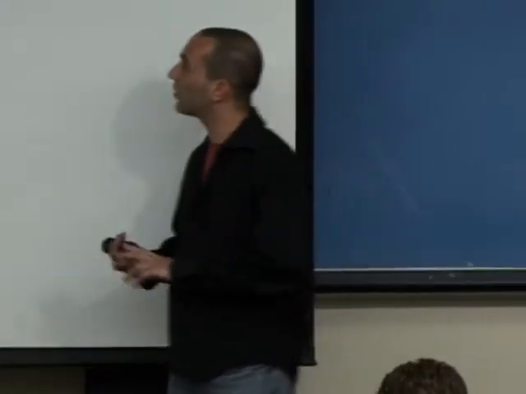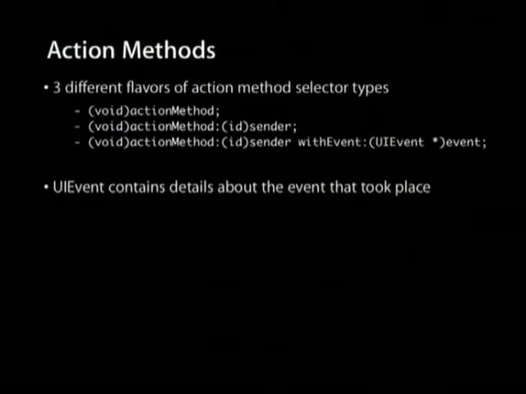And the third flavor is you can get a sender and you can get an event. The sender is the same as above, but the event can tell you things like what kind of event it was. Was it a drag or a touch up? How many touches, how many fingers were down? Where were those fingers at the time? All that information comes encapsulated in the event.